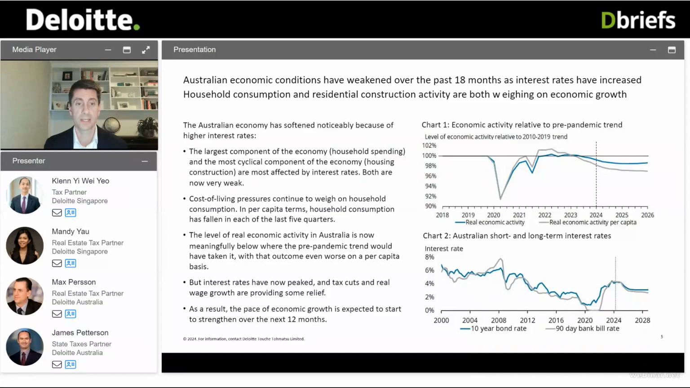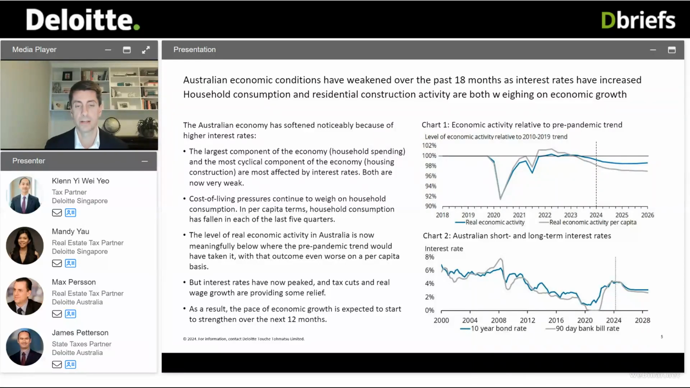that trend, we can see now, where the top chart on this slide shows that we've now slipped back below that trend path, and those higher interest rates are really starting to bite. Fortunately, though, we do think that interest rates have now peaked in Australia. We are expecting interest rate cuts through the calendar year 2025, and so that will provide some relief to households.